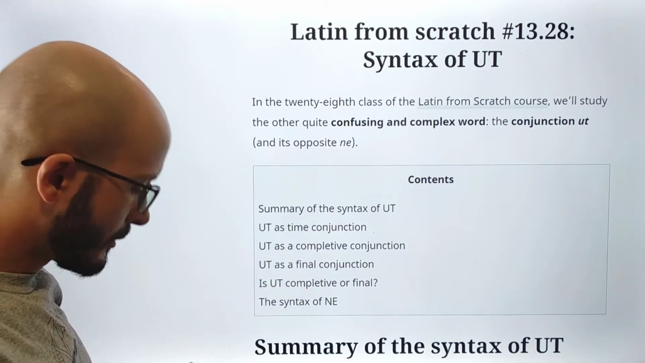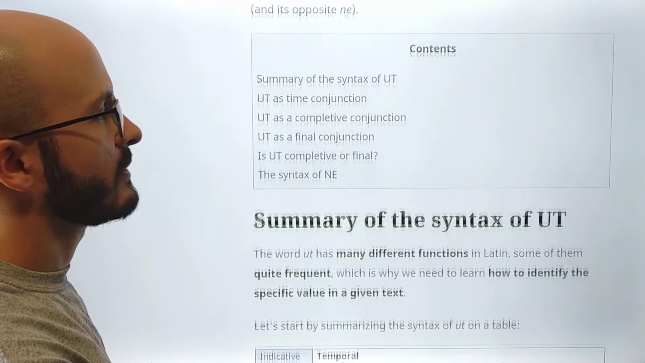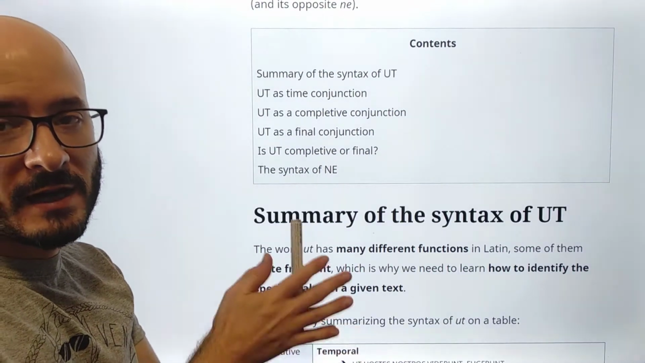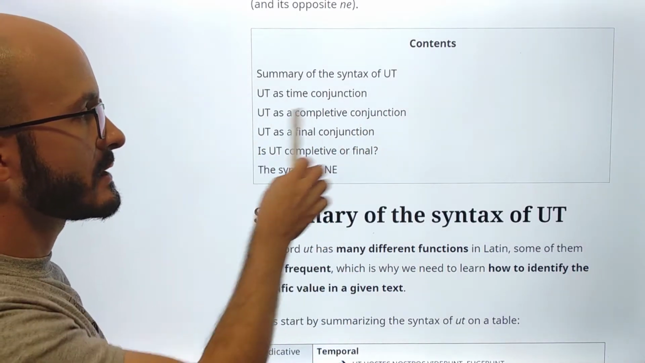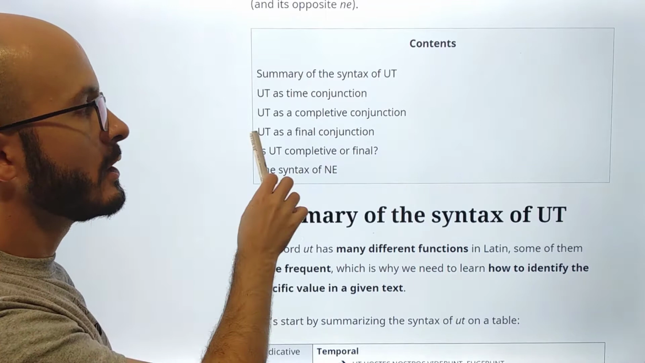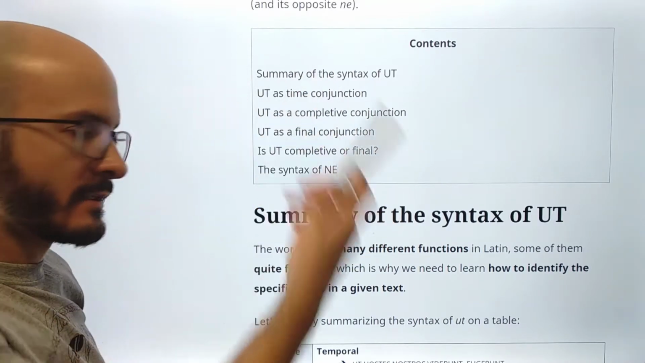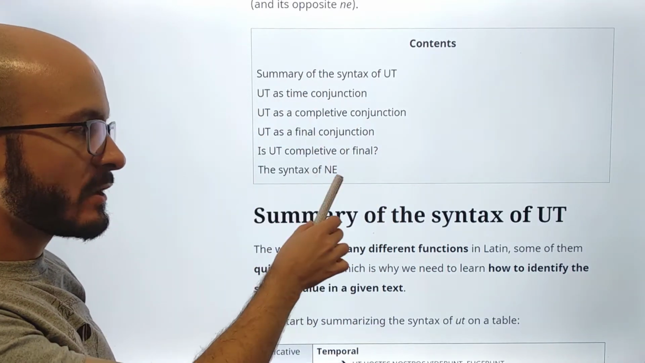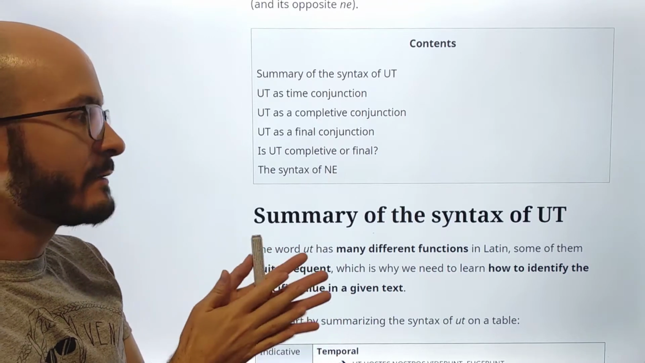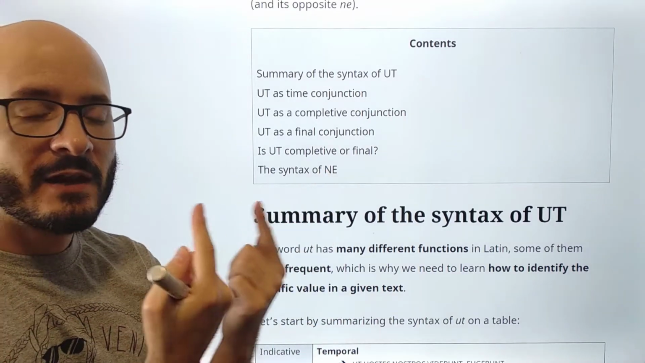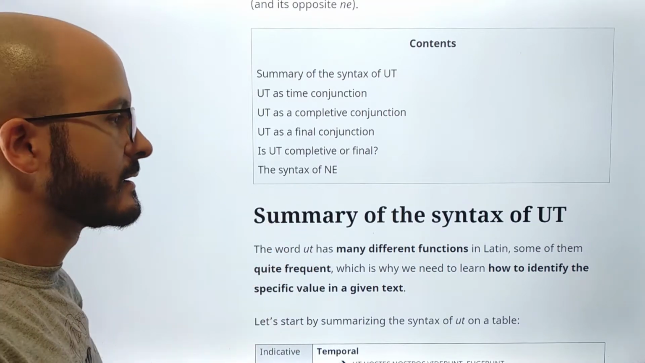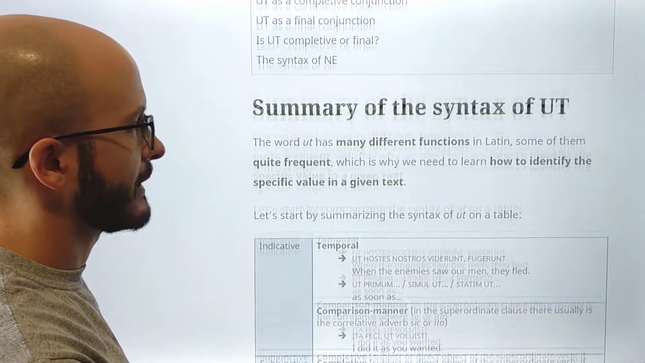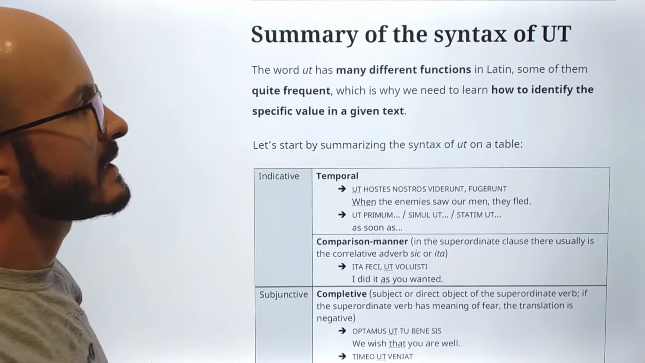Okay, so we are going to study first a summary of the syntax of ut. We will have another amazing table, and then ut as time conjunction, ut as a completive conjunction, ut as final conjunction, etc., etc. Okay, and then the syntax of ne. We will see that ne is kind of just like the reverse of ut. We will understand it as soon as I explain. Okay, so first, summary of the syntax of ut.